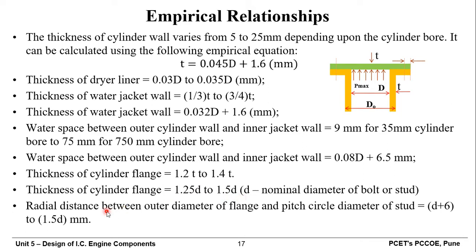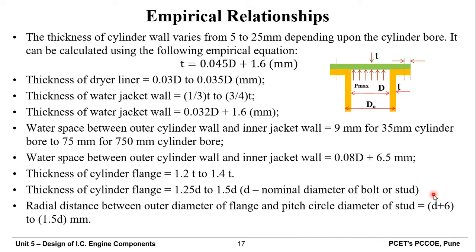Again, the radial distance between the outer diameter of the flange and the pitch circle diameter of the stud. Here you can see this distance in the figure, and that is d plus 6 to 1.5 d. Here we don't know the value of small d, that is the nominal diameter of the bolt or stud, that we will be calculating in upcoming slides.